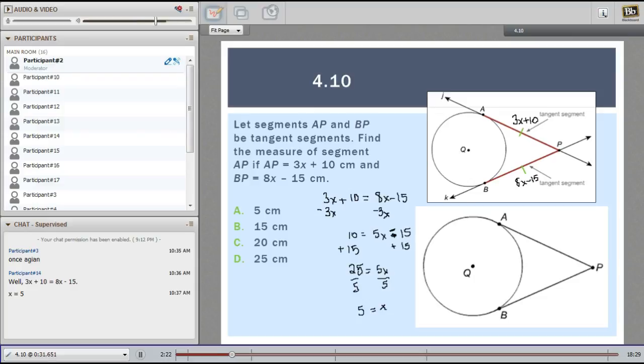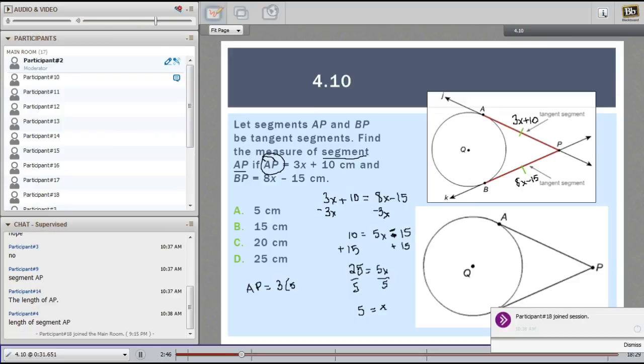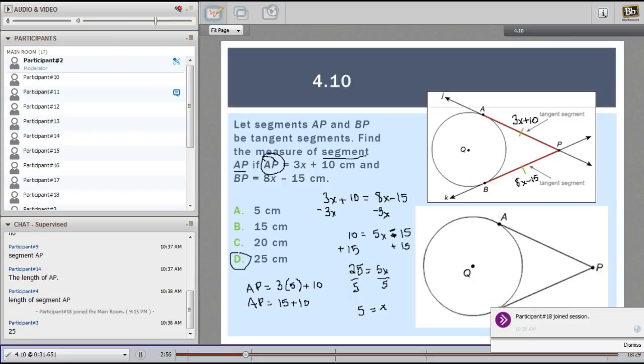Now, is that the answer? Well, let's double check. What do we want to find? They don't want x, they want segment AP. So be careful. You have to plug x back in. You have to do 3 times 5 plus 10, so it'd be 15 plus 10. D looks better, right? So just be careful.